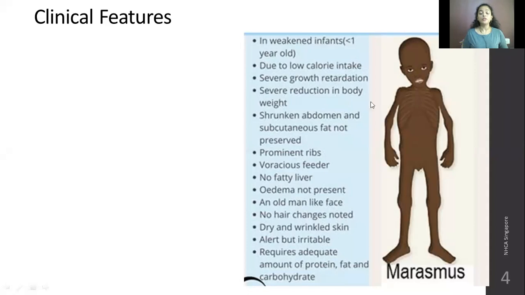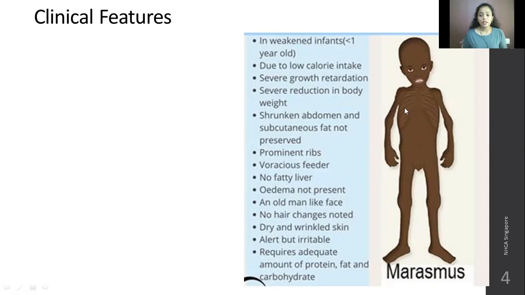Okay, so marasmus, why does it happen? It is due to low calorie intake. There is severe growth retardation, severe reduction in the body weight, because you can see the child is losing all the muscle mass here. Shrunken abdomen. Their abdomen is completely gone inside, just the opposite of kwashiorkor. In kwashiorkor, distended abdomen. Abdomen is filled with fluid. So here we have shrunken abdomen, and subcutaneous fat is not at all preserved because fat is completely lost.